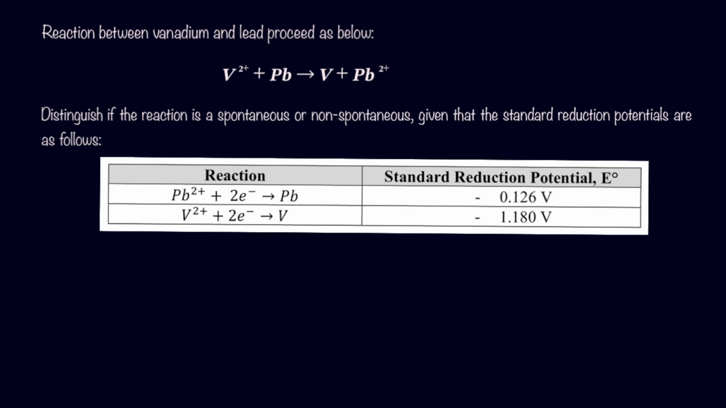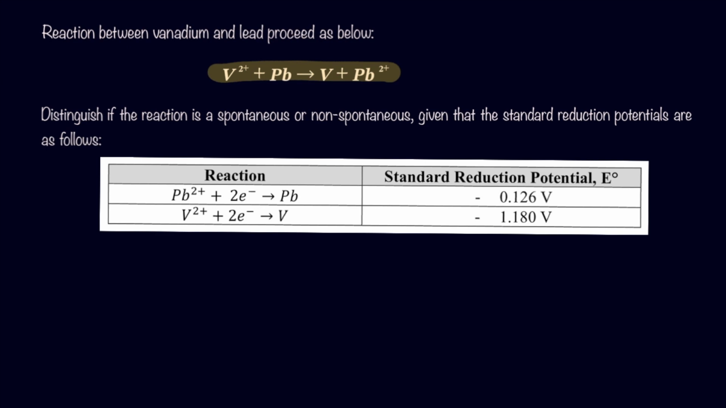In this question, you were given the equation. Therefore, we need to use the equation to identify which element shall be the anode and which shall be the cathode, in accordance with whether they undergo the oxidation or reduction process.